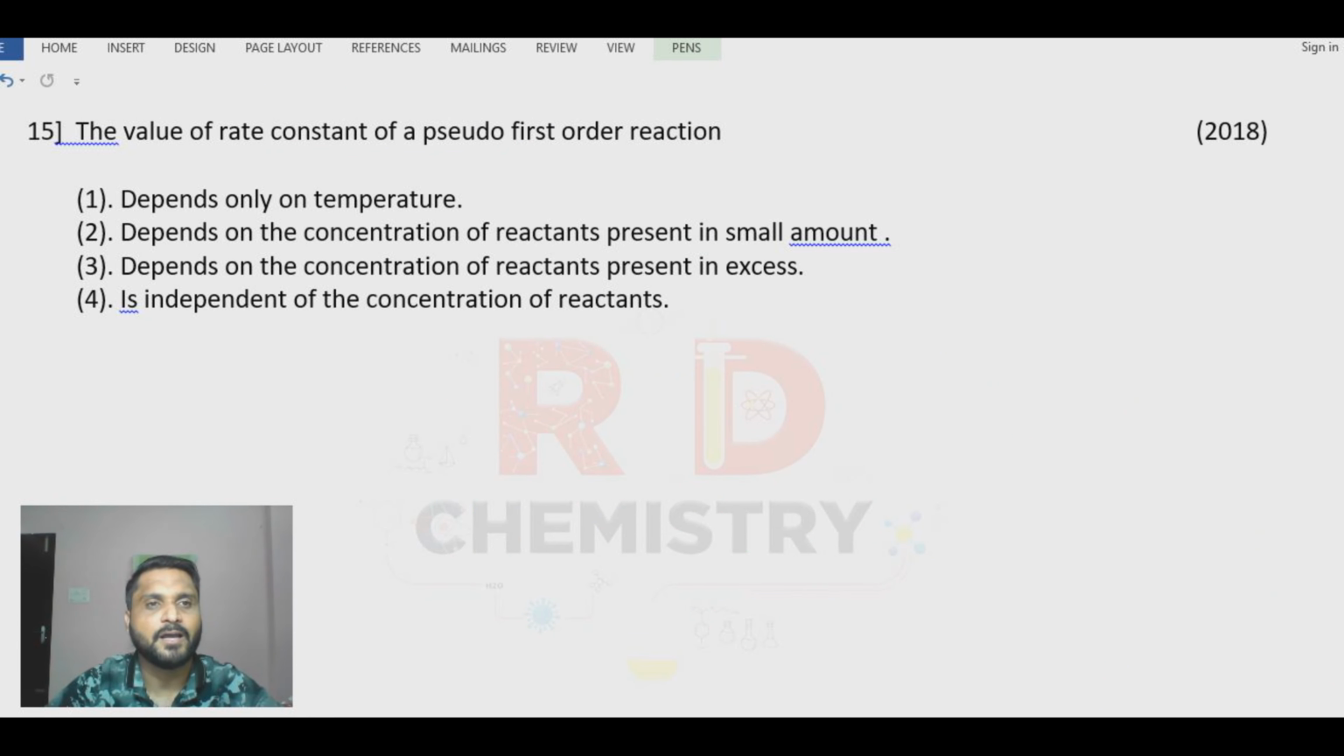Question number 15. The value of rate constant k of this pseudo first order reaction is. You remember students? The rate constant k is always a constant, depends only on the temperature. As the temperature changes, the rate constant k also changes and does not depend on concentration, partial pressure, whatever it is. Okay. Therefore the answer is option number 1, depends only on the temperature. First one is the answer here. Okay.